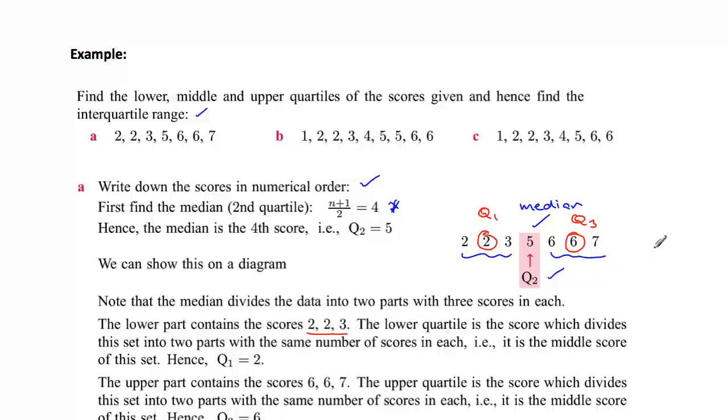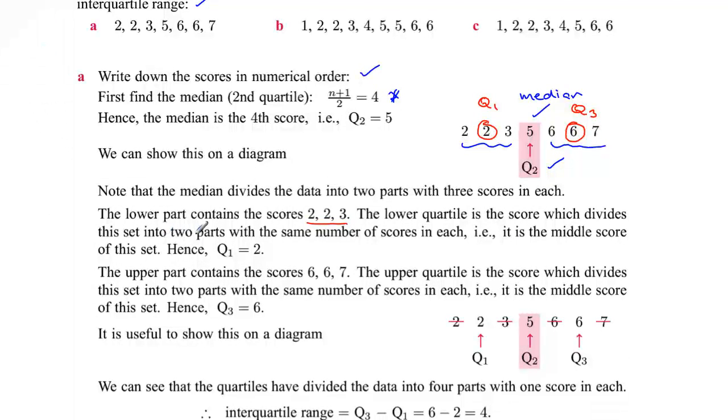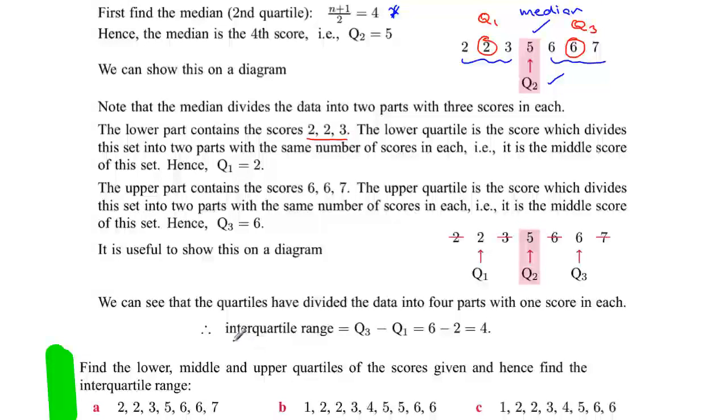So it says here the lower parts contain the scores 2, 2 and 3. There they are there. And it says that the lower quartile is the score which divides this set into two parts, with the same number in each. So in a way it's like the median of that little part there and the median of that little part there. So that's how we work out our quartiles, 1, 2 and 3. So there it is there, 2 and 6 are our quartiles. And then we can work out our interquartile range by taking our third quartile, that's this one, which was 6, and subtracting from it our first quartile, which is 2, and that gives us our interquartile range of 4.